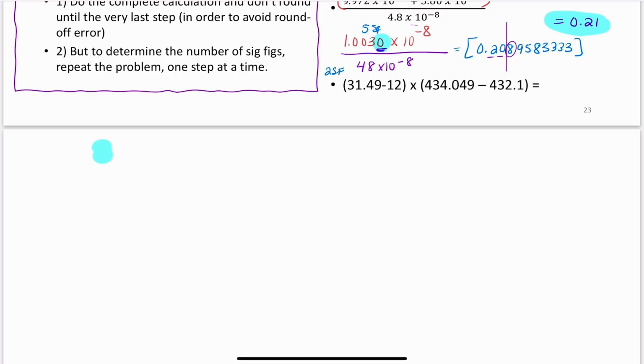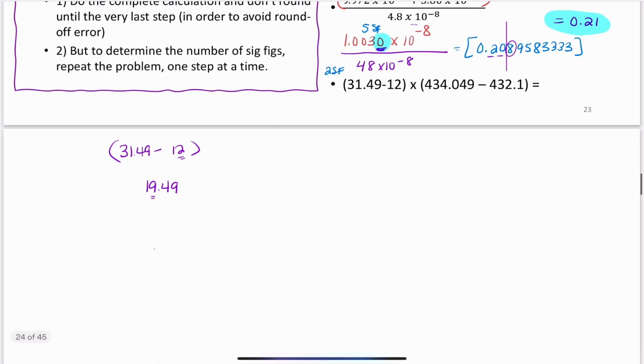31.49 minus 12. This gives me a numerical answer of 19.49, okay? But the 12 is only precise to the 1's position, so only precise to here. So theoretically, I should round that and say 19, right? Based on the sig fig rules, that number is 19. It's no longer 19.49, it's 19.